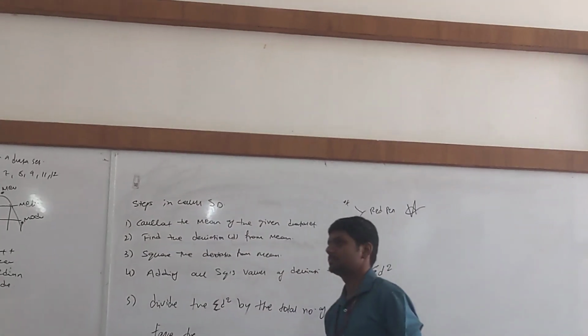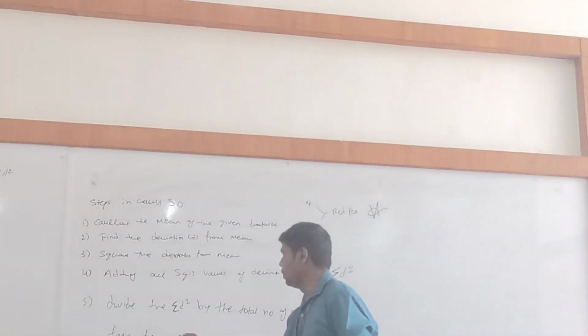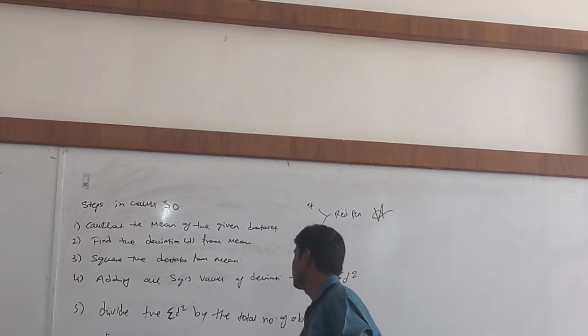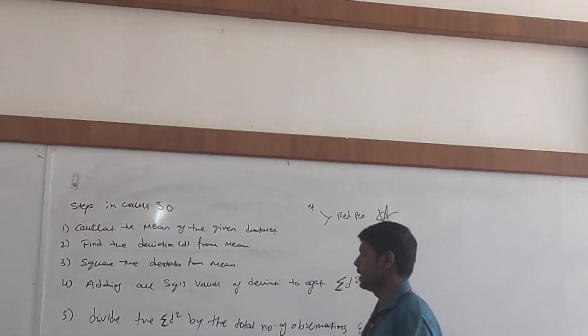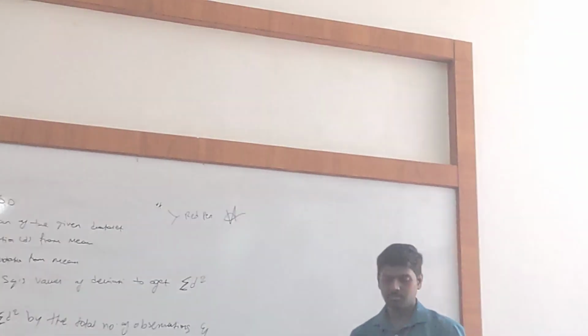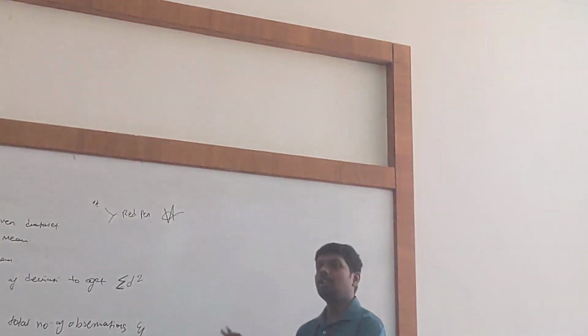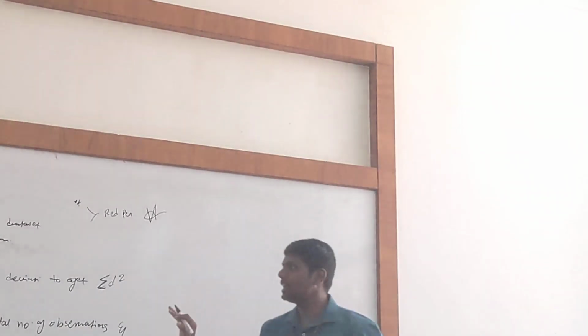And take the root of that value. These are the 5 steps. I will give a data set and you will understand very easily.